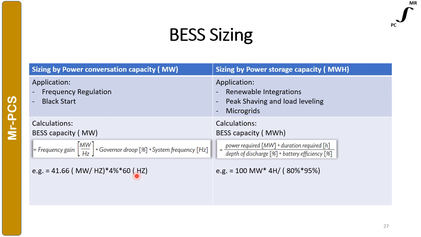all these factors. If you are sizing the energy storage for microgrid application, then the calculation changes, as the game is about how long battery storage can support the connected load. The formula for storage capacity calculation is multiplying power rating with duration required and then dividing it by depth of discharge and battery efficiency. So if the total power needed is 100 megawatt and duration is 4 hours, then divide it by depth of discharge, which is typically 80%, and battery efficiency, which is assumed as 95%, that will result in 263 megawatt hour.